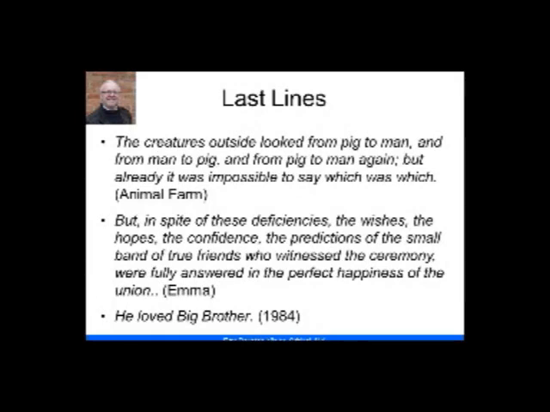The creatures outside looked from pig to man, and from man to pig, and from pig to man again. But already it was impossible to say which was which.